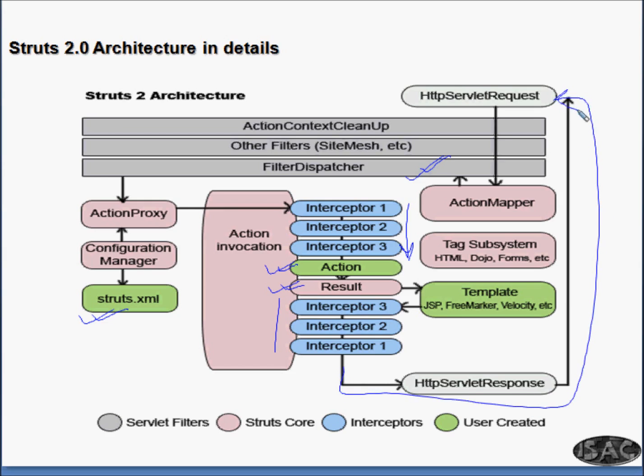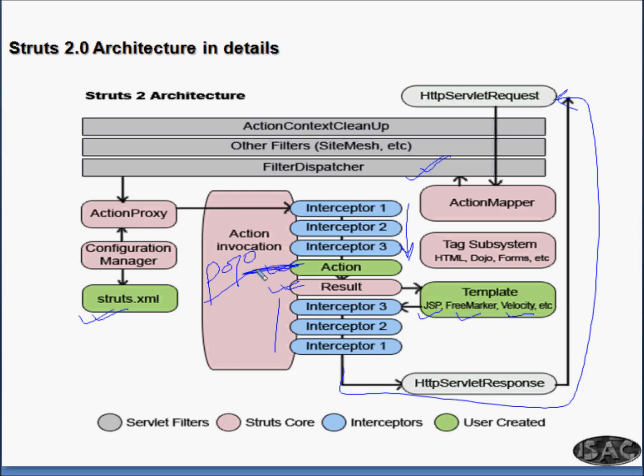The result or view can be generated either in JSP, FreeMarker or Velocity. There are a number of technologies we have for developing the result. What about this action? This action is just a POJO class. Just a POJO class.